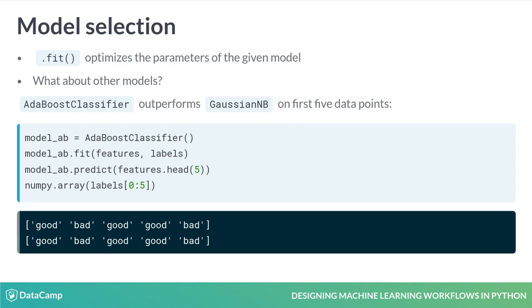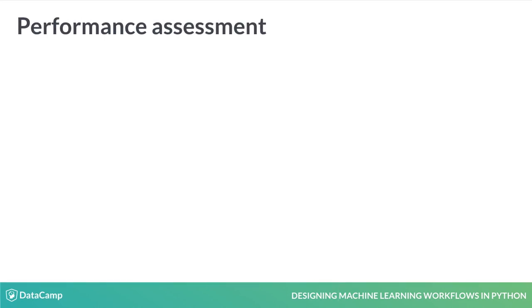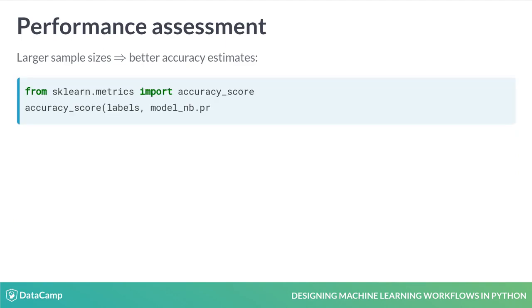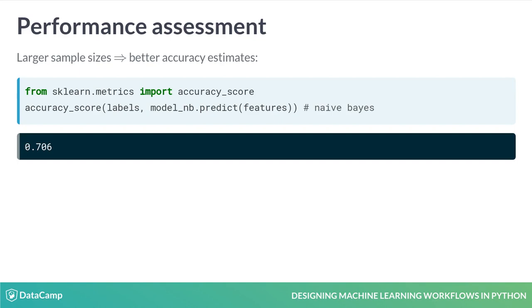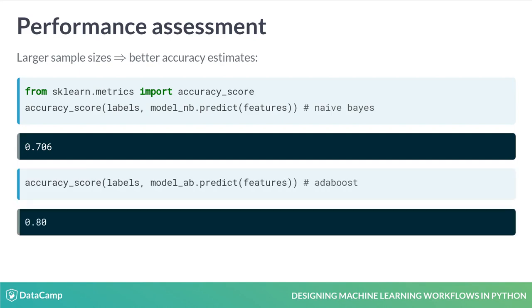The proportion of correct labels in just 5 examples is not very strong evidence. Like with any other estimate, using more data increases our confidence. We can use the accuracy score function from the scikit-learn module metrics. AdaBoost still comes on top.